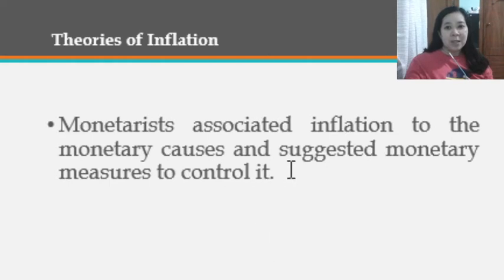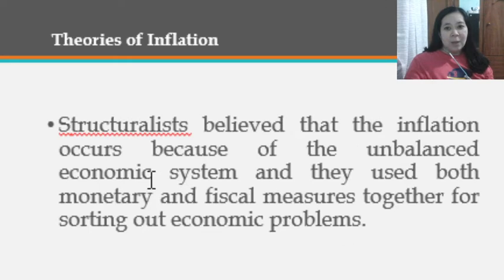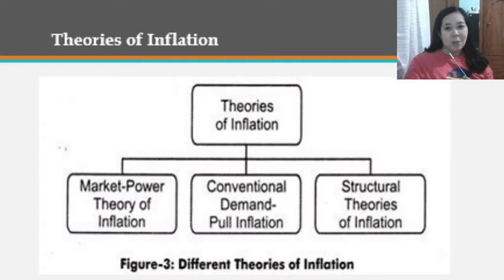Monetarists associated inflation with monetary causes and suggested that monetary measures control inflation. On the other hand, the structuralists believe that inflation occurs because of an unbalanced economic system, and they used both monetary and fiscal measures for sorting out economic problems. For the theories of inflation, we will be discussing three different theories.